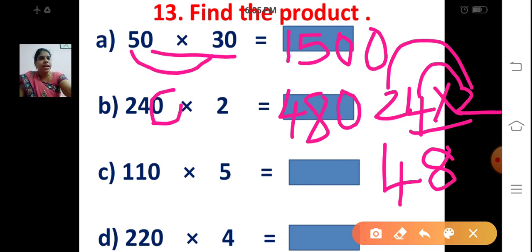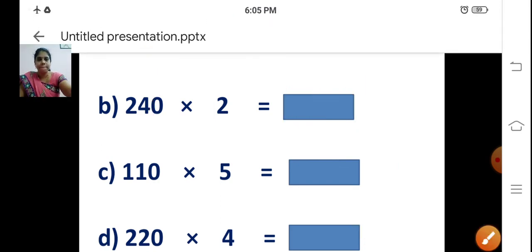So first take the digit at the ones place. Multiply 4 into 2. 4 2s are 8. Write it down. Then 2 2s are 4. Write the answer, then followed by how many zeros we have? Only 1 zero, right? So write it down. Now see the next sum.